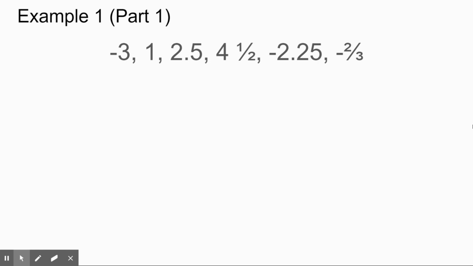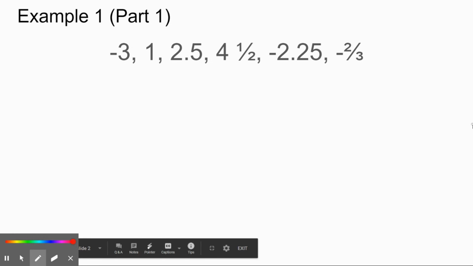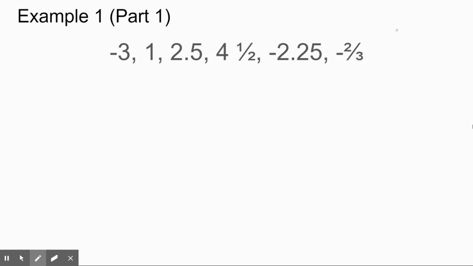So, our first example, we have a bunch of numbers, and eventually we're going to want to plot them on a number line. But for right now, we're just going to order them from least to greatest. And the best way to start with this is let's just look for which values have negative numbers.